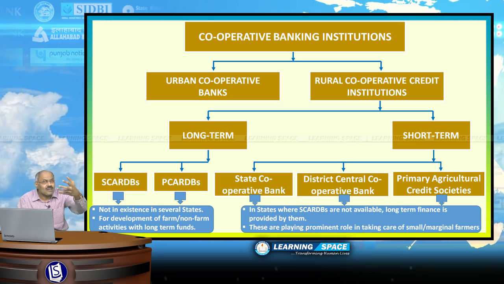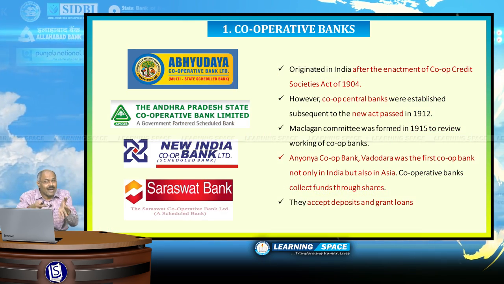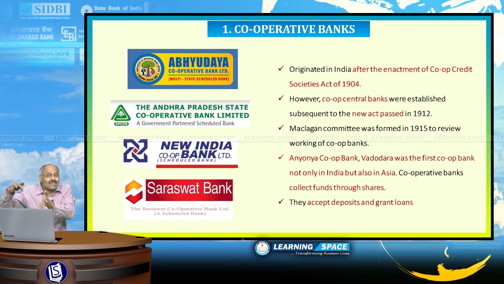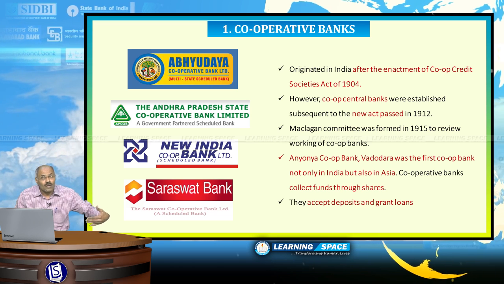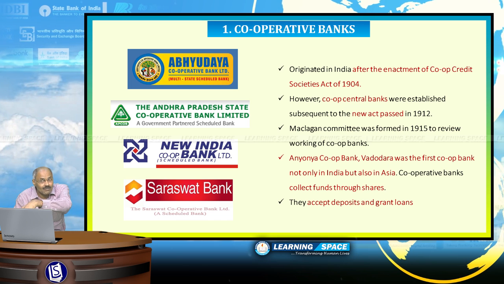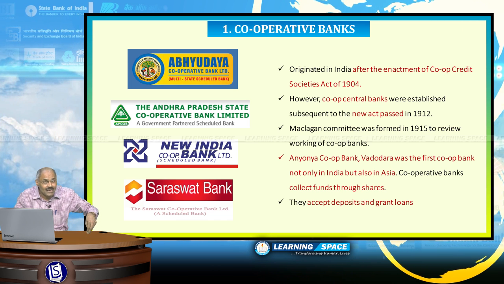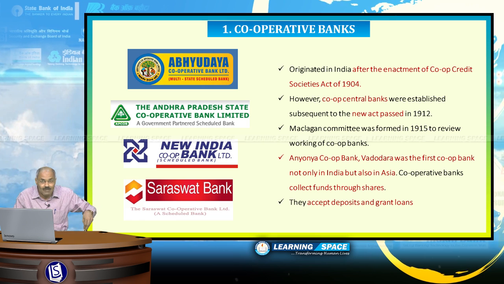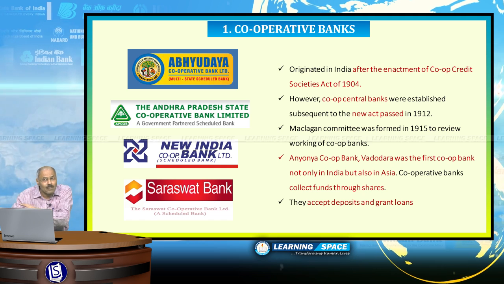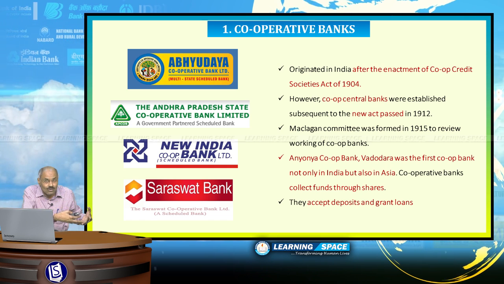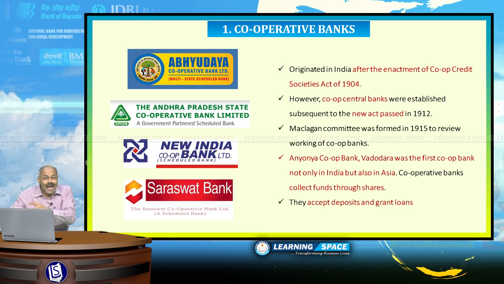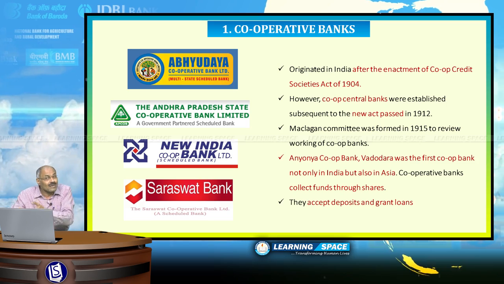So what is the origin of cooperative banks? These cooperative banks originated in India subsequent to the enactment of the Cooperative Credit Societies Act of 1904. However, cooperative central banks were established subsequent to the new act passed in 1912, and subsequently the McLagan Committee in the year 1915 gave some recommendations. Anyonya Cooperative Bank, Vadodara was the first cooperative bank to be established not only in India but also in Asia, and these cooperative banks accept deposits just like banks and also grant loans.